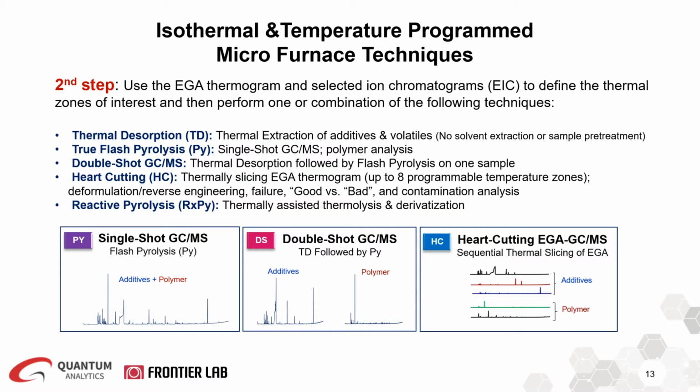You can also do a double shot analysis, that is, performing two analyses on one single sample: thermal desorption followed by flash pyrolysis. First, the additives and volatiles are thermally extracted from the mixture, and you obtain a thermal desorption chromatogram. And then flash pyrolysis is performed to analyze the heavier polymeric compounds from the pyrogram. You can also perform hard cutting, which is the multi-step thermal desorption and pyrolysis. In this mode, the EGA thermogram will be sliced into multiple temperature zones to obtain separate chromatograms for each zone.